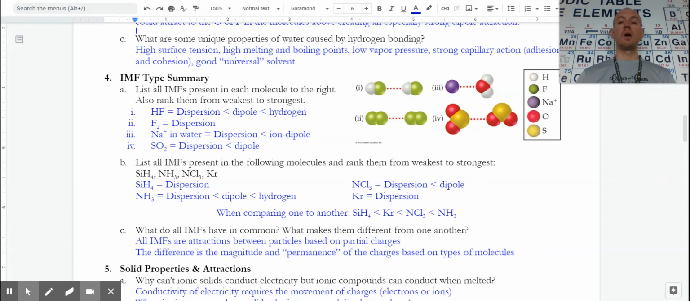In SO2, we have a bent molecule. It is asymmetrical, so that is a polar molecule. There are dispersion forces and there are dipole-dipole forces.